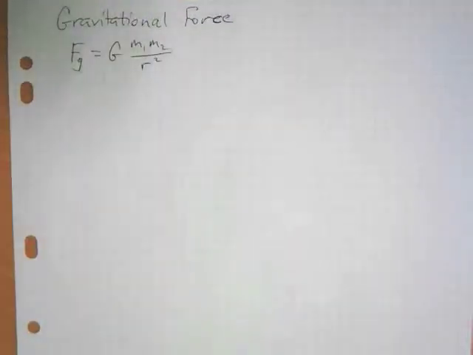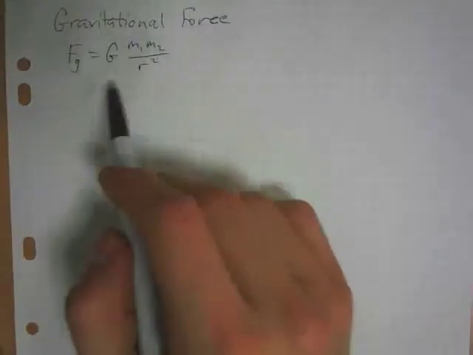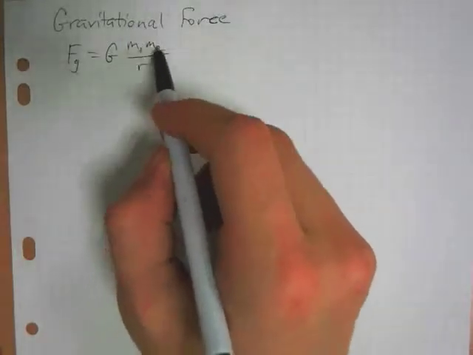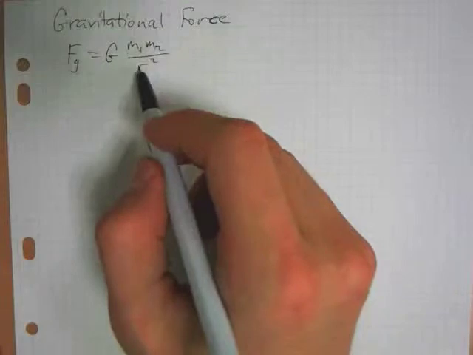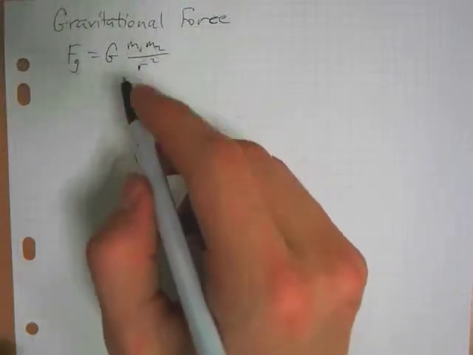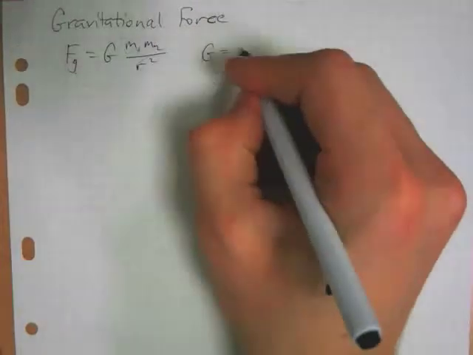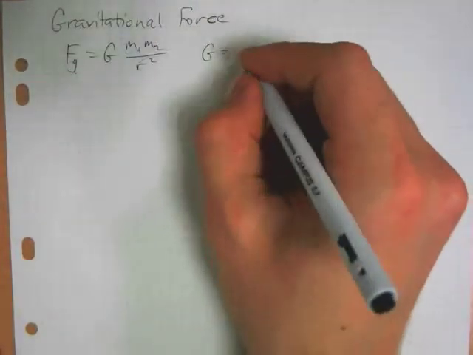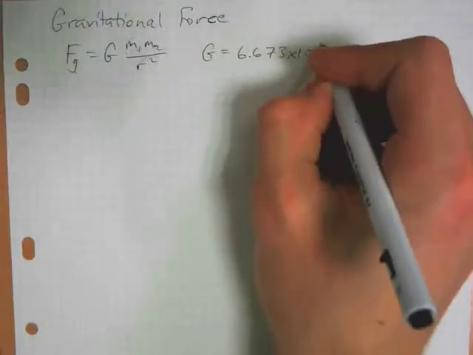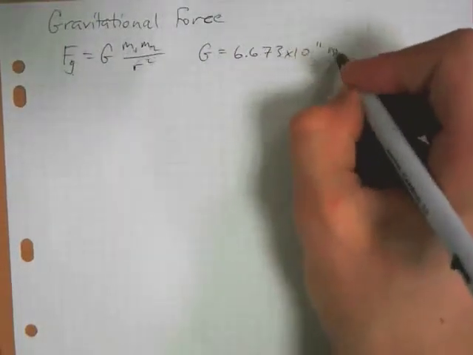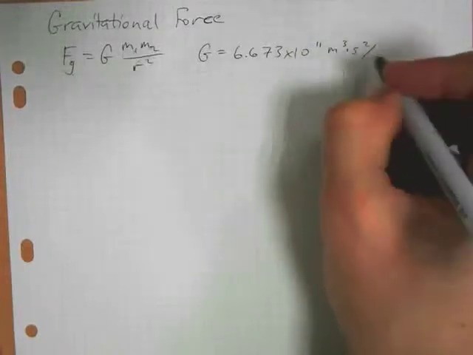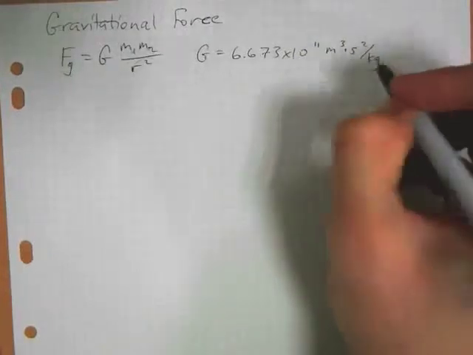Gravity is always an attractive force, so it pulls objects toward each other, and it does so proportionally to the product of the masses of the two objects, and inversely proportionally to the distance between the centers of the objects. G is called the universal gravitation constant, and it is 6.673 times 10 to the 11th, and then, as with many constants, the units are really goofy. It's meters cubed times seconds squared per kilogram.